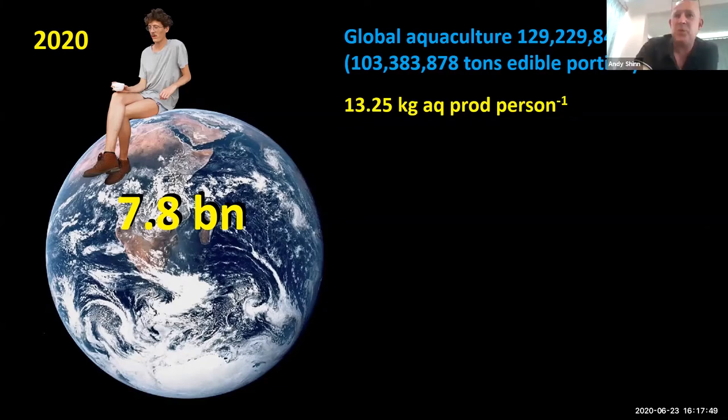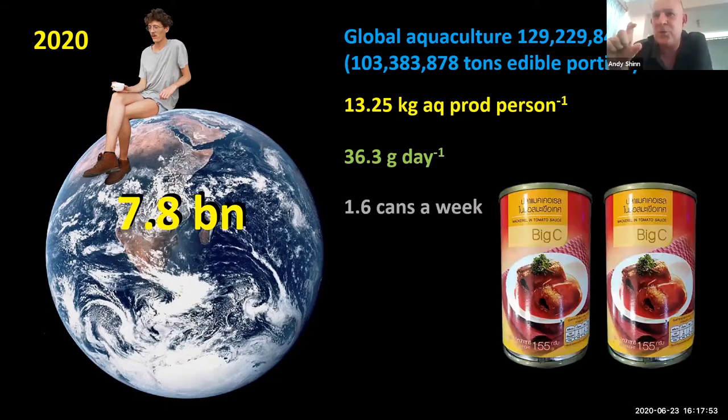Which is equivalent to 1.6 small cans of this tinned mackerel. This tinned mackerel is perhaps only about 2 or 3 inches high, but it just gives you an indication of how much aquaculture product we're eating each year.